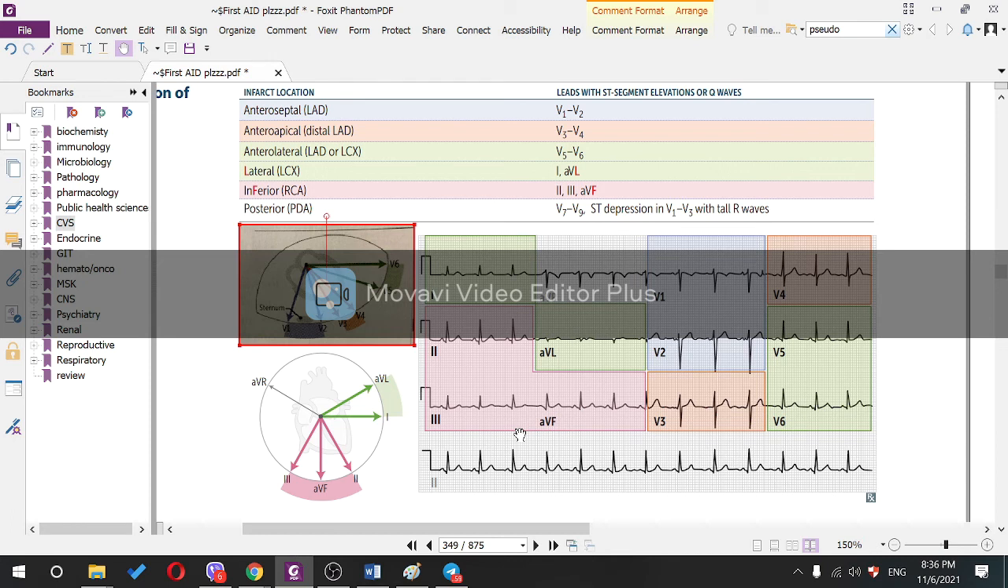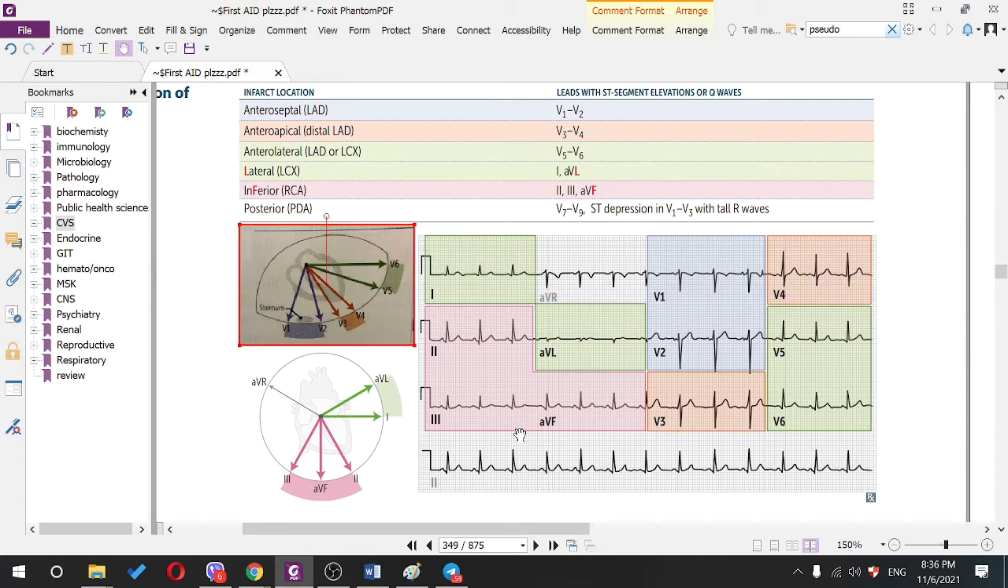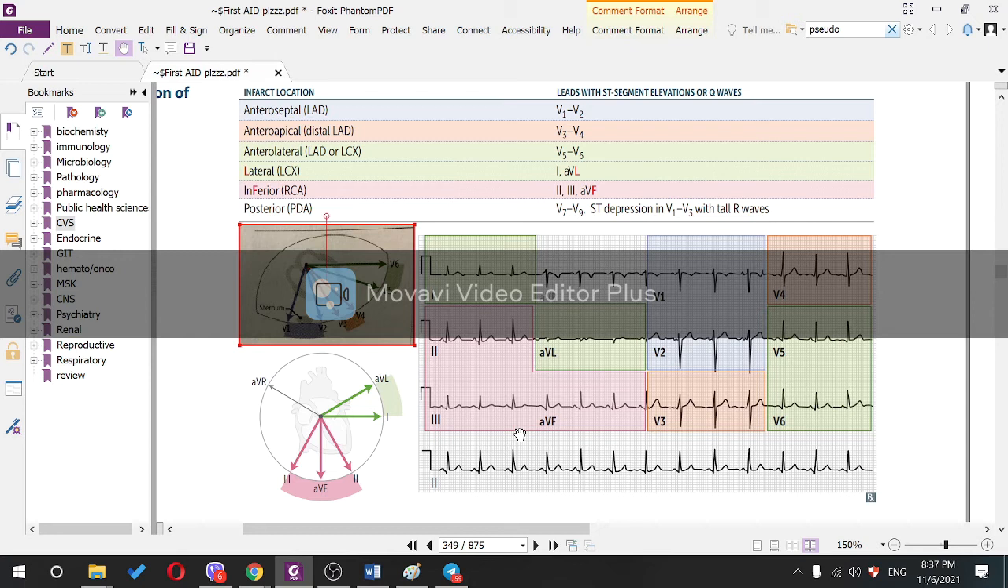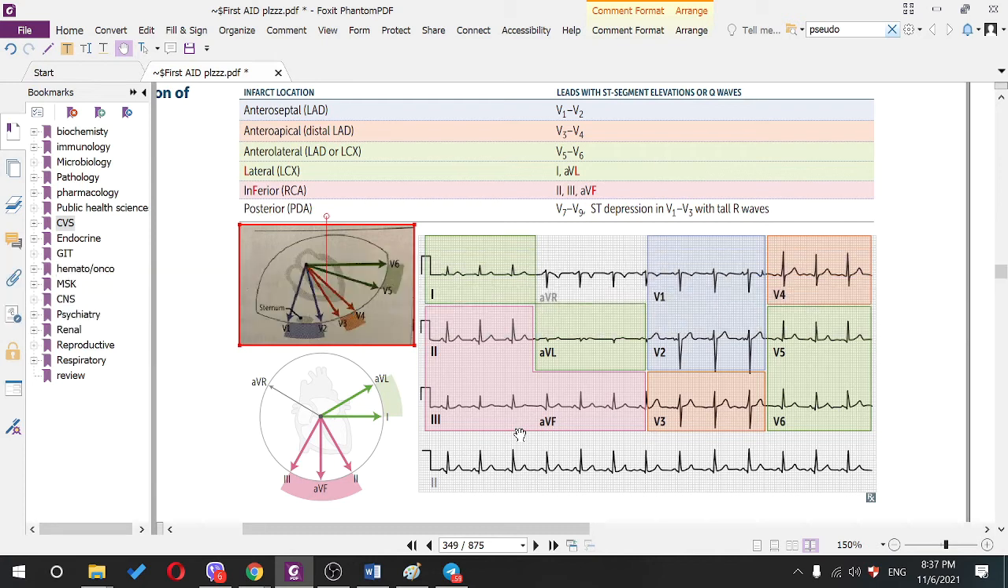In case of inferior MI, leads II, III, aVF, the RCA is the vessel affected. Excellent. While if, for example, I give you an ST segment elevation in leads V1, 2, 3, 4, 5, 6, and aVL, which vessel is occluded? The LAD, exactly, the common LAD, the left main coronary artery. Okay, awesome. So I hope that made sense.